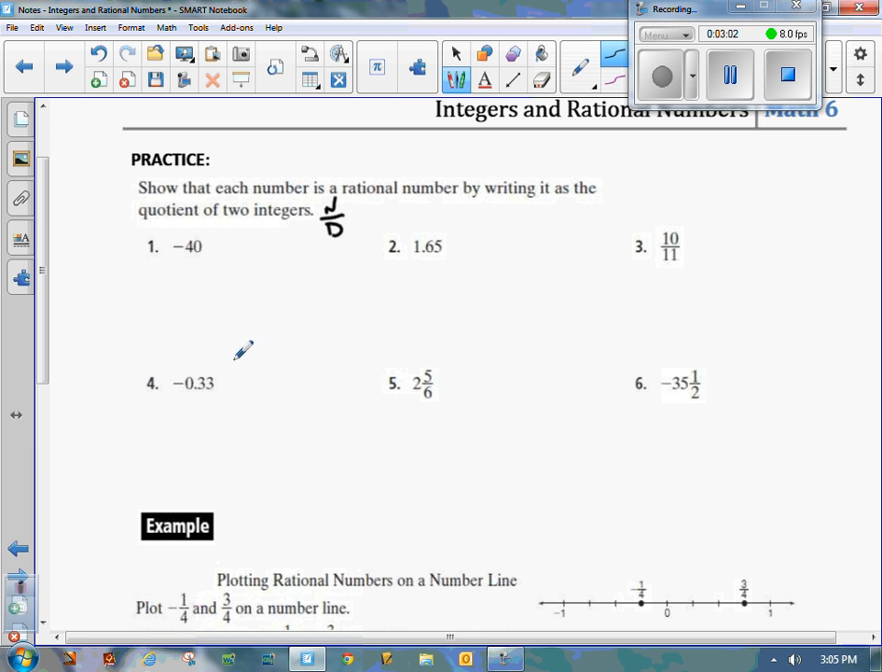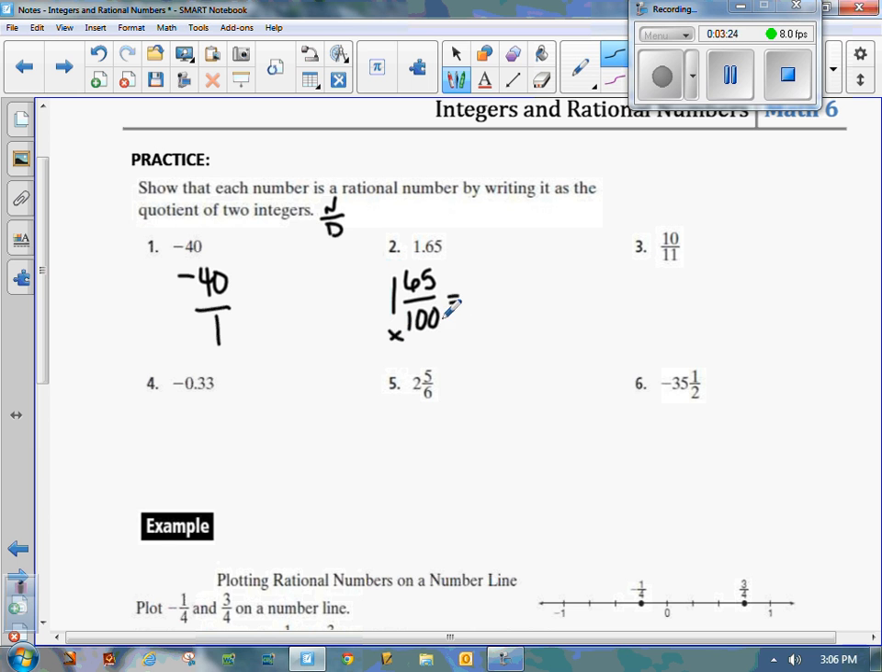So if I have the value negative 40, in order to make it in fraction form, I'm going to write negative 40, and then I'm just going to put it over 1. If I have 1 and 65/100ths, this actually is in fraction form, but it's a mixed number. So what we need to do is make it improper.